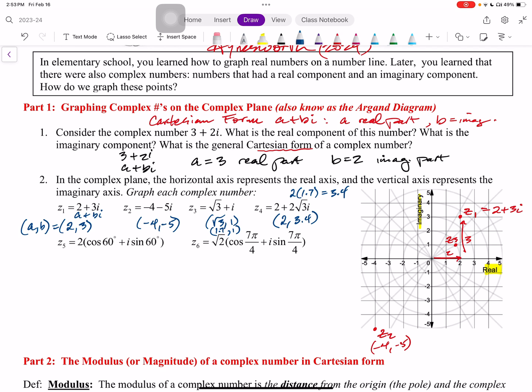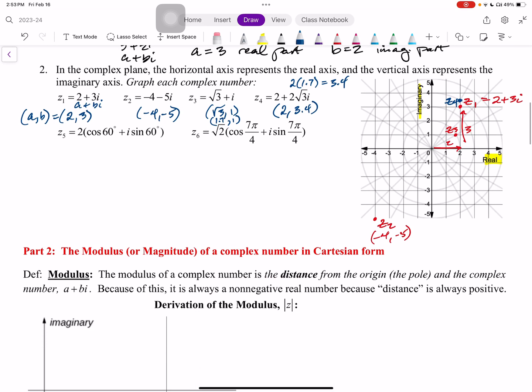So right about, ooh, that's close enough. That's z4. All right, 2 to the right and 3.4, almost 3.5 up. All right, how about these other numbers? Check this out. How do you graph these?